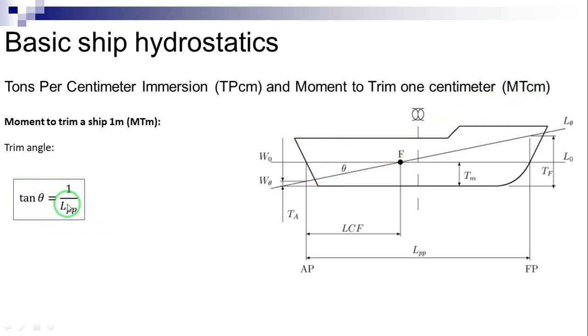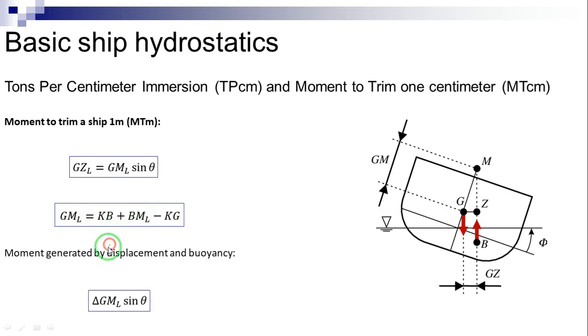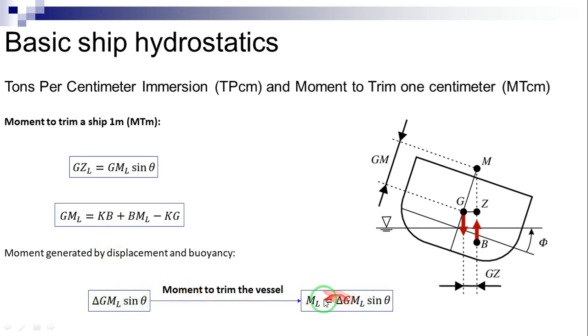Corresponding trim angle can be computed as we can see here. Note that the displacement and buoyancy are separated by a distance of GZL equals GML times sine of phi, where GML is the longitudinal metacentric height, as we can see here its definition. Both the displacement and buoyancy form the following moment.